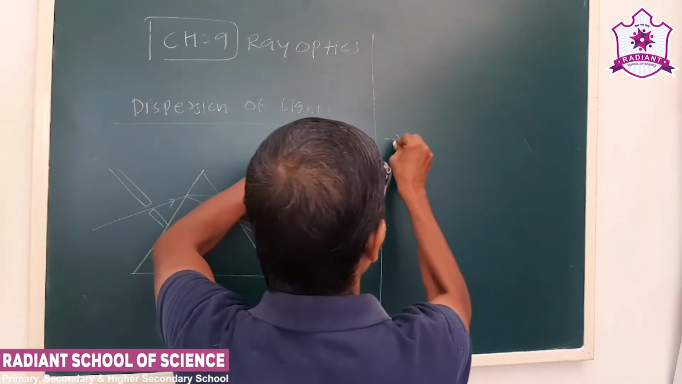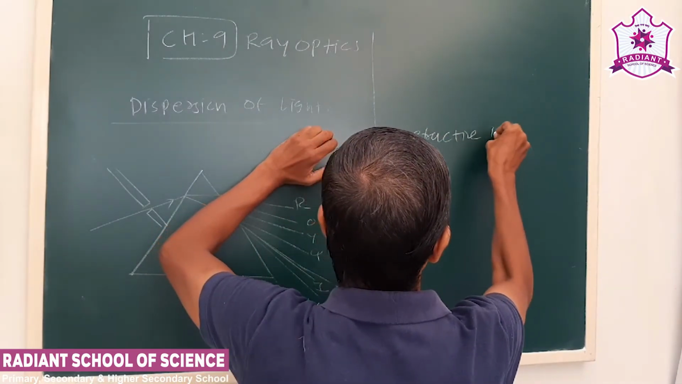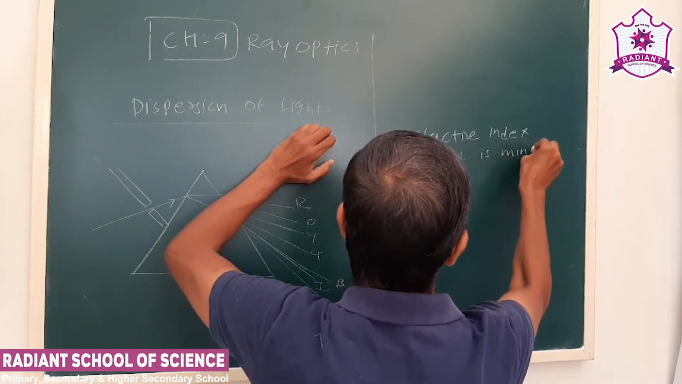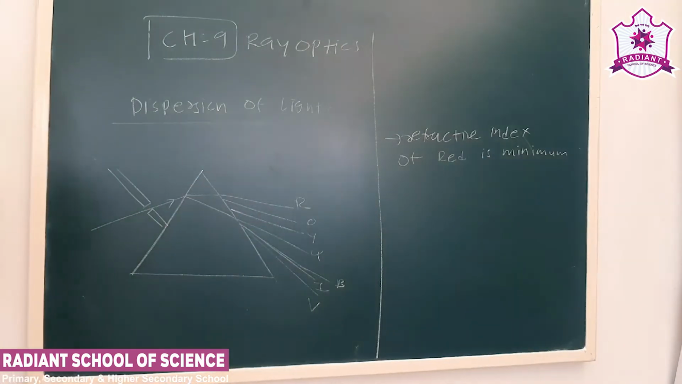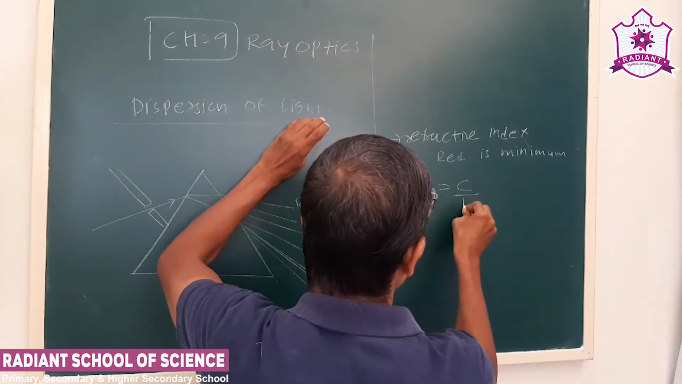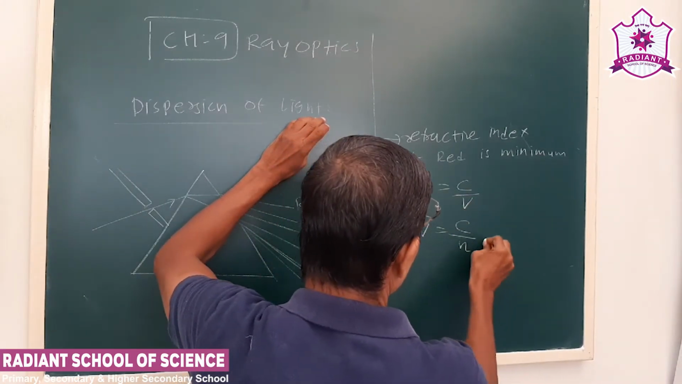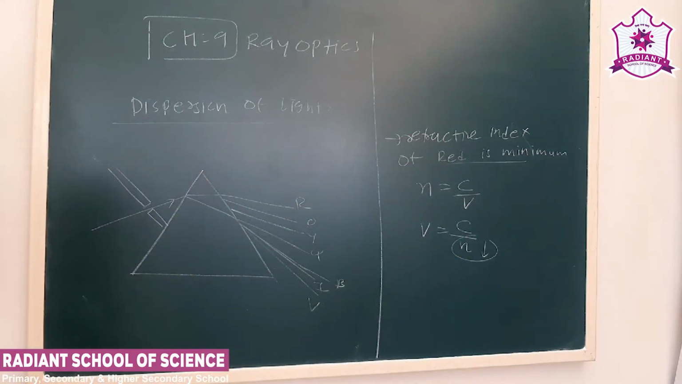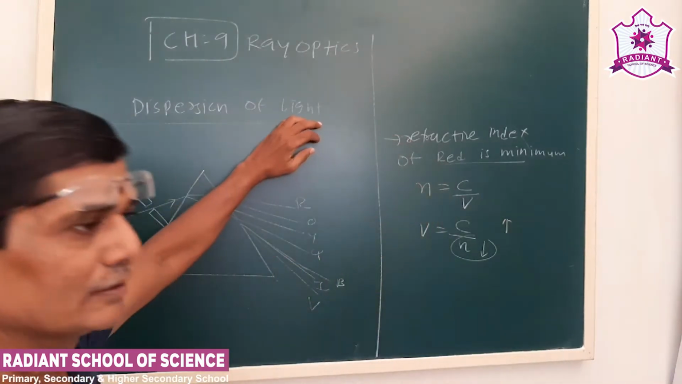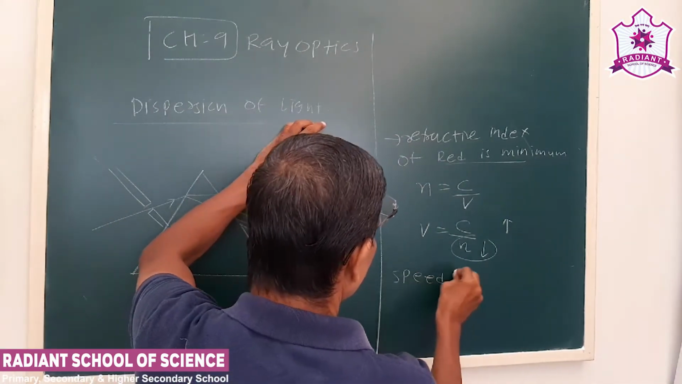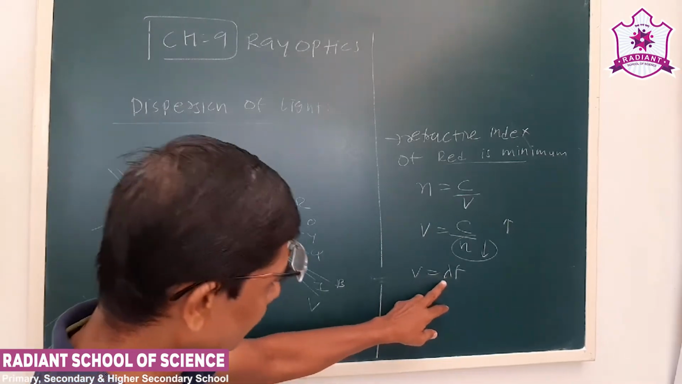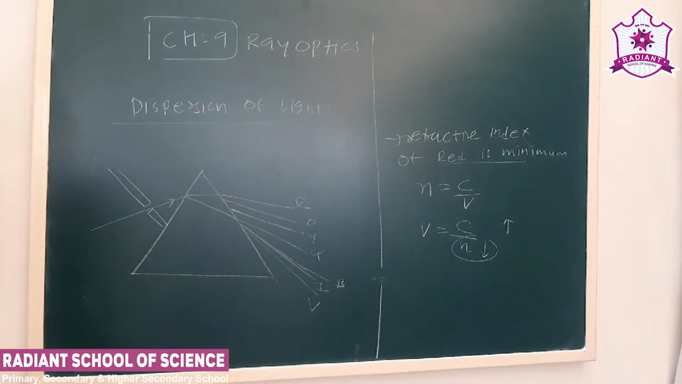Now the refractive index of red light is minimum. From this we get useful information. We know the equation n = c/v. The red has minimum refractive index, so bending is least and the speed will be maximum. So speed or wavelength, why? Because we know the formula v = λf. So the speed of the red color will be maximum.